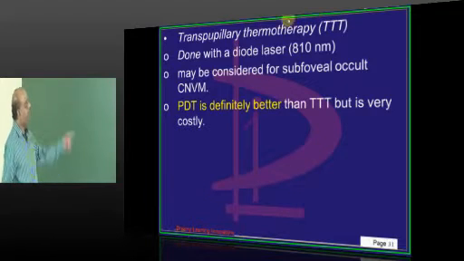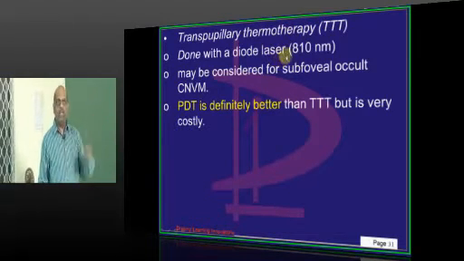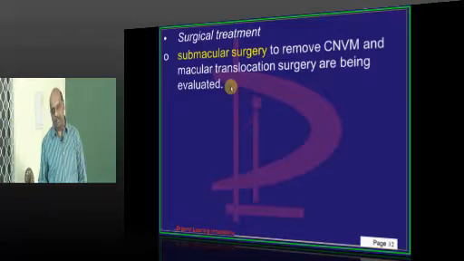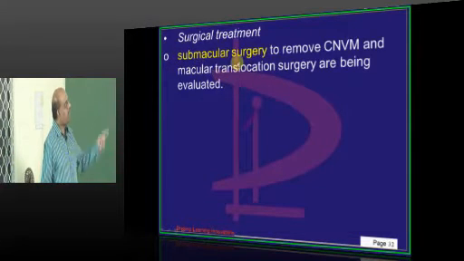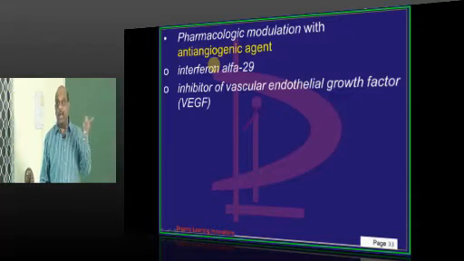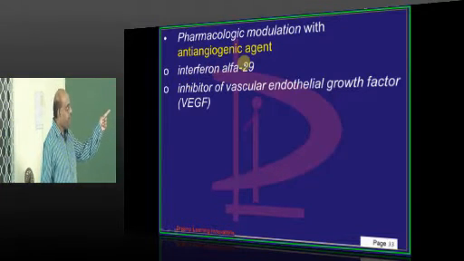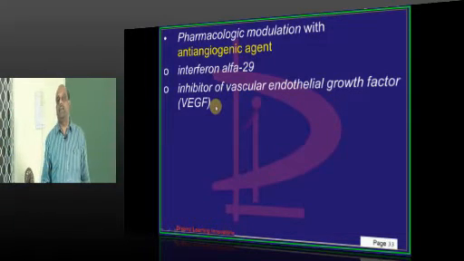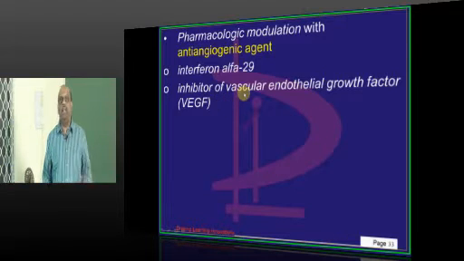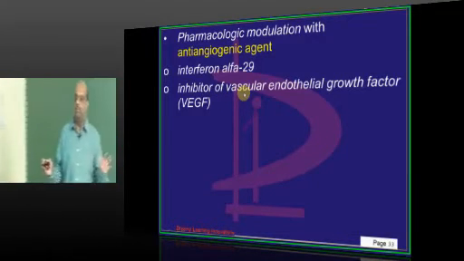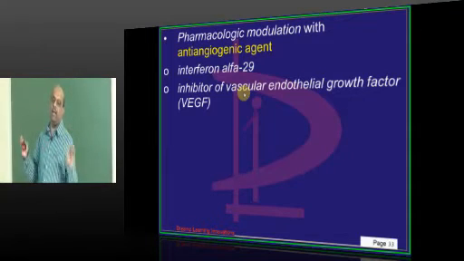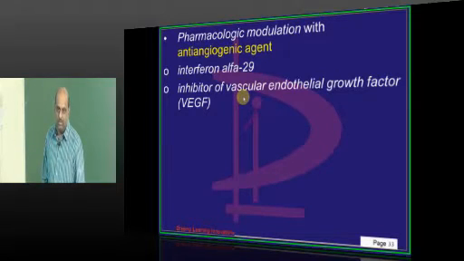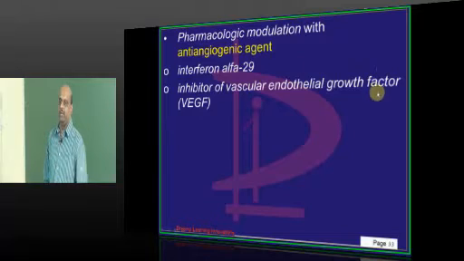So you have transpupillary thermotherapy, which is also done through diode laser if there is a subfoveal neovascular membrane. Then you can also do submacular surgery. Then you can give anti-angiogenic agents. Interferon alpha can do that work, and also you can give a vascular endothelial growth factor inhibitor. Any of them can be given. Ultimately the idea is to get the choroidal neovascular membrane in the macular area, which is predisposing to all this degeneration in the senile population, destroyed. That is the whole idea.